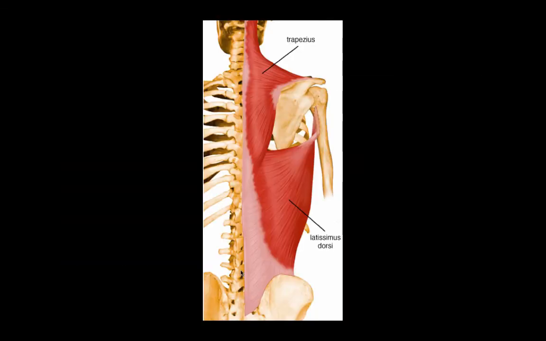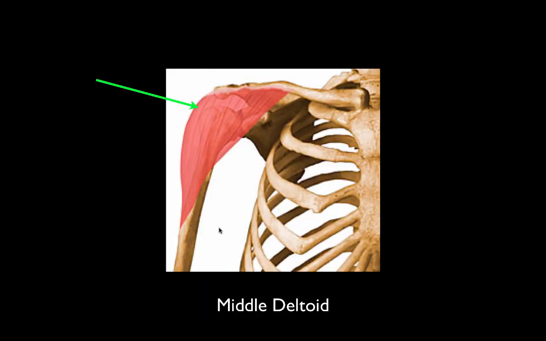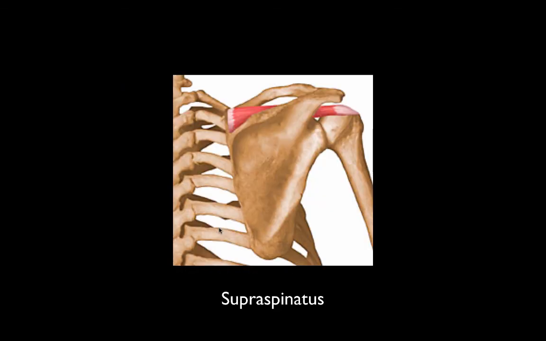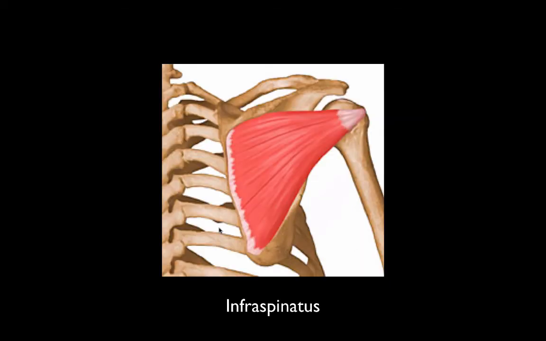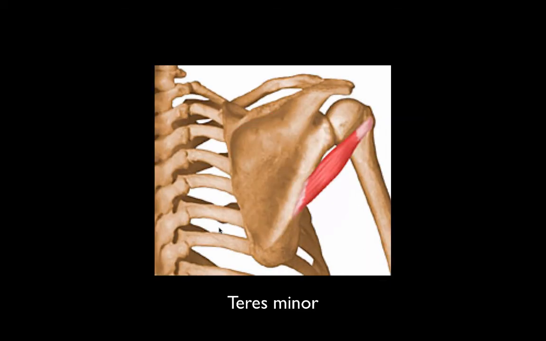The upper trapezius fibers you see here, the middle fibers here, and the lower fibers here. And your latissimus dorsi covers up the remaining part of the back. The middle fibers of the deltoid, the supraspinatus, the subscapularis, the infraspinatus, the teres minor.